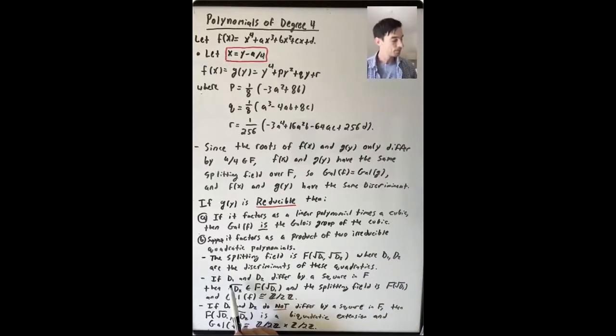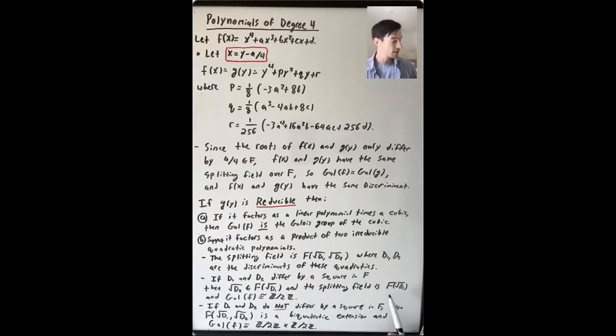Okay, so what is this splitting field? If d1 and d2 differ by a square in F, meaning that their ratio is a square in F, then square root of d2 is in the field generated over F by the square root of d1. So the splitting field, F adjoin square root of d1 and square root of d2, is just F adjoin square root of d1.